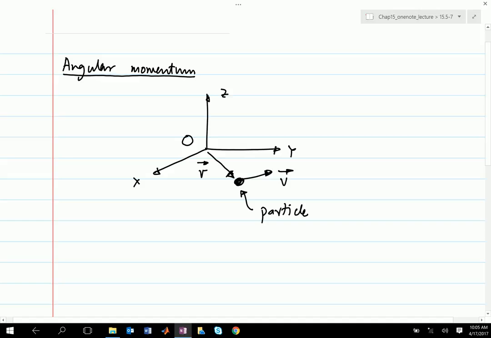Okay, so that's the coordinate axis, and there's a particle which has a velocity v, and it's at a distance r from the origin. Then the angular momentum, which is H, about point O, is r cross with mass times velocity. Just like the moment, which is always defined about a point, similarly the angular momentum for a particle is defined about a point, and it is a vector, right? Because it's a cross product.